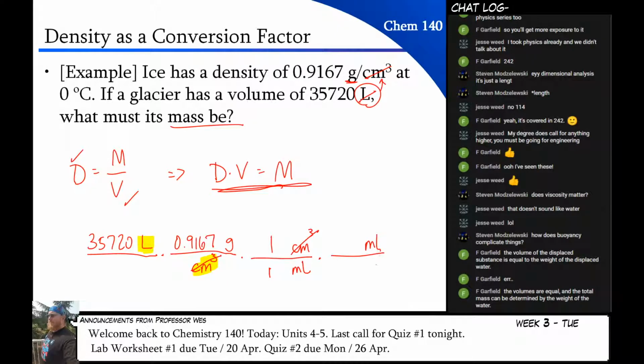And then I can convert milliliters into liters by just doing this, so now those go away. And then finally, this one goes away with this one. So I can punch all of that in my calculator, and this would actually give me my answer in grams, something like 30 million grams or whatever. 35720 times 0.9167 divided by 1 times 10 to the minus 3.